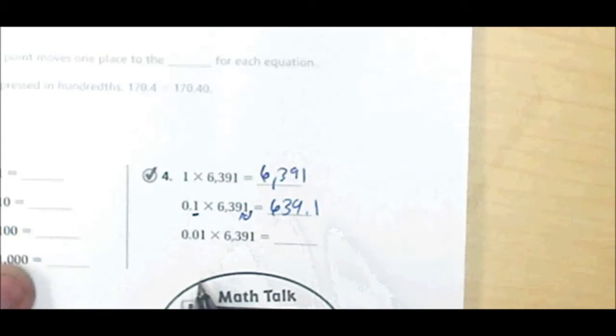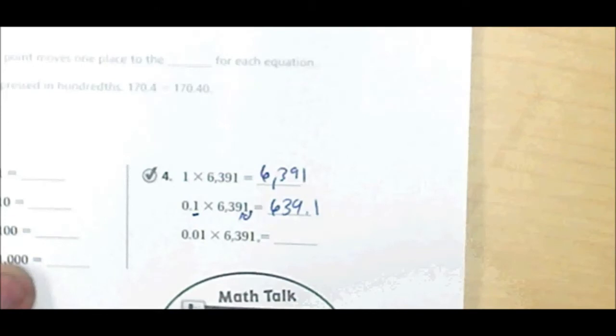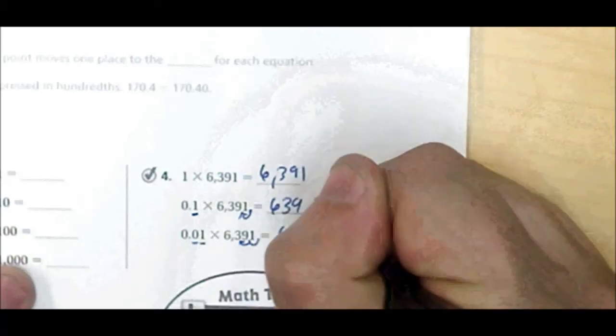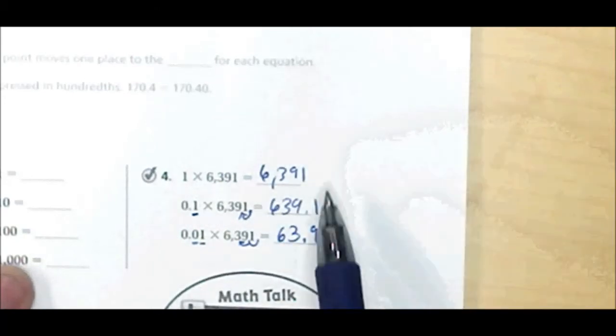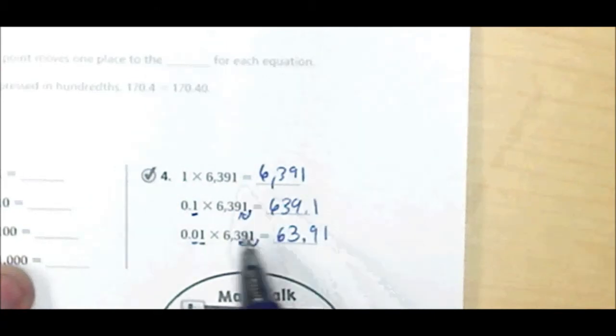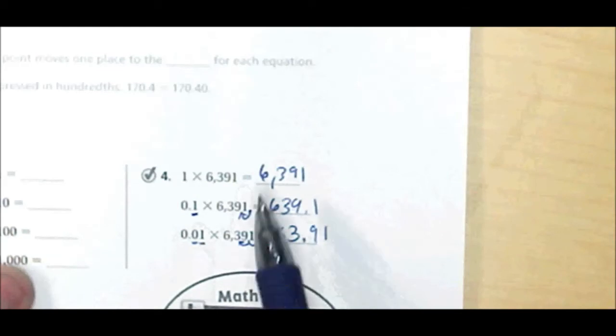Okay, so now I have 1/100th. Now, if you had $100, 1/100th of that would be $1. So it's going to get way smaller. Once again, my decimal's at the end. There are 2 digits after the decimal. Then I move my decimal 2 places to the left, and I get 63.91. So I went from 6,000 something to around 63 or so. So 1/100th is much smaller, and it does make it much smaller.